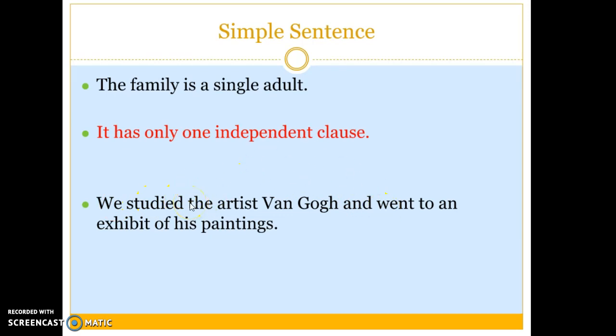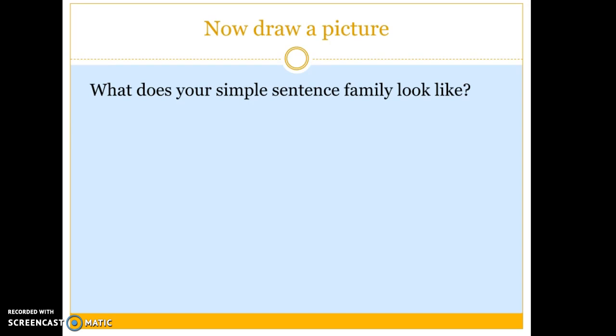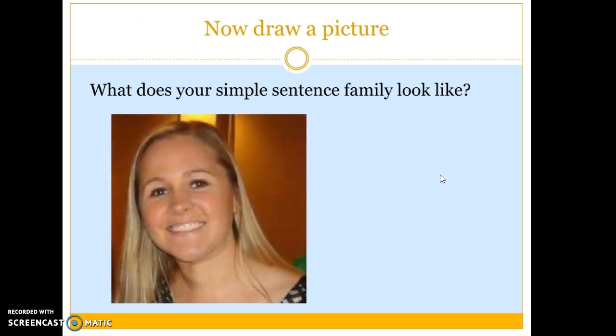I'll show you here later how we can take the same exact sentence and turn it into a different kind of sentence. So I'm a visual person, and so I like to visualize what a simple sentence family would look like in my brain, so then it stays that way and I can remember, oh my gosh, simple sentences is just one adult, or one independent clause. So here's just a picture of single Mrs. Sickle, okay? Not married, no kids, living alone, living her amazing little life. So that's what I'm going to think about when I think of a simple sentence.